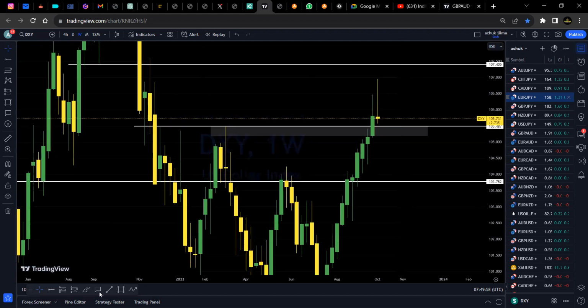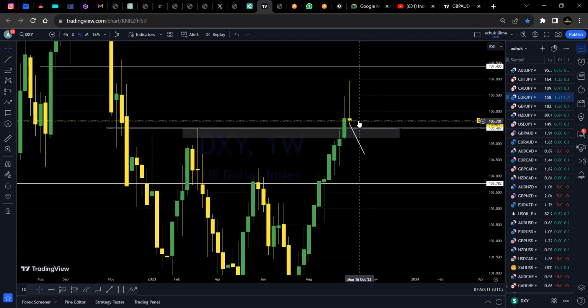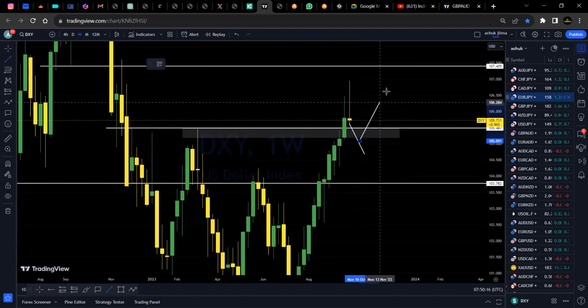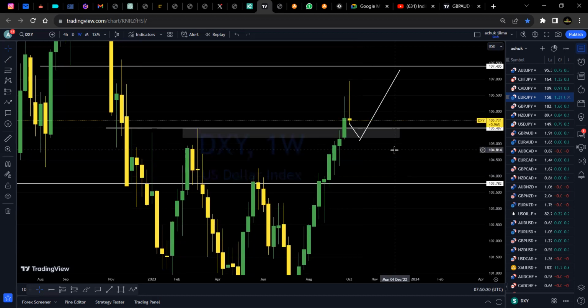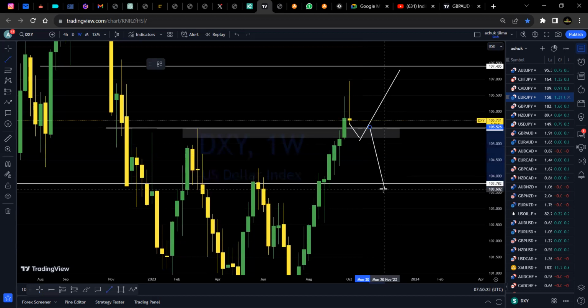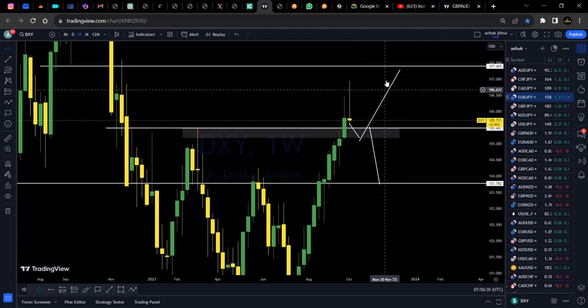If they are broken, then we know the DXY is going to trade to the downside. We shall be looking for some selling opportunities if these levels are broken. But if these levels still hold price, then we know the dollar strength is still going to continue. And therefore, this could act as our support area. So as we talk now, these are the possible scenarios we have on the dollar index based on the weekly high. Either a break of this to the downside or up.